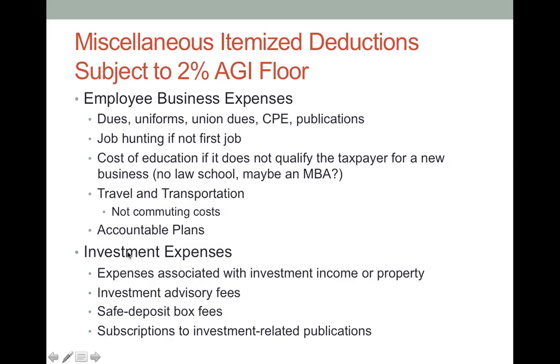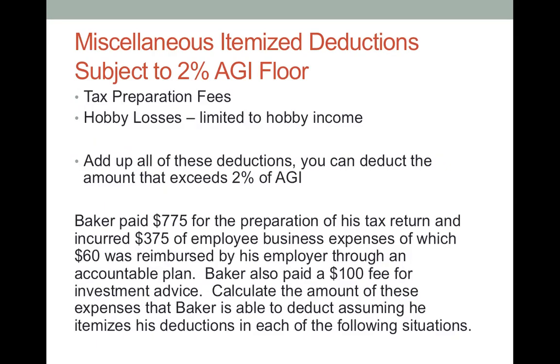The next type of deductions that's subject to the 2% limitation are investment expenses. So these would be advisory fees, safe deposit box, and if you subscribe to investment-related publications, these are all investment-related expenses. You can deduct them as an itemized deduction, but only to the extent that they exceed 2% of your AGI. The last types of these deductions are tax preparation fees. You can deduct them, but they're subject to a 2% limitation, and hobby losses.